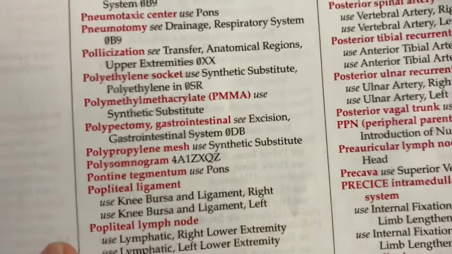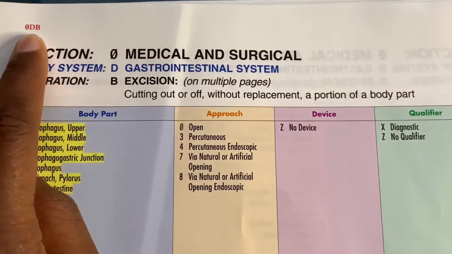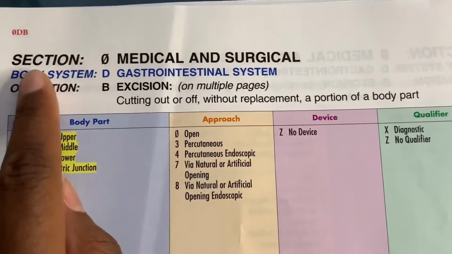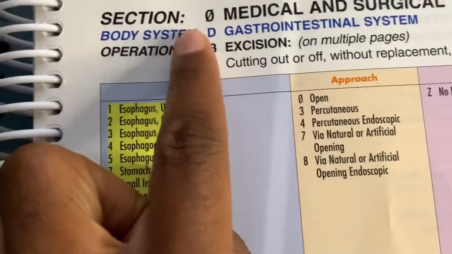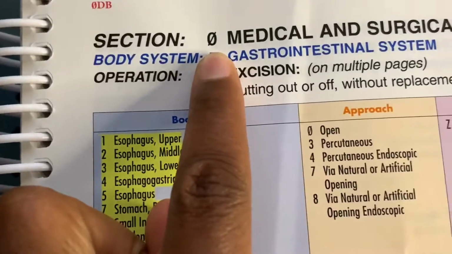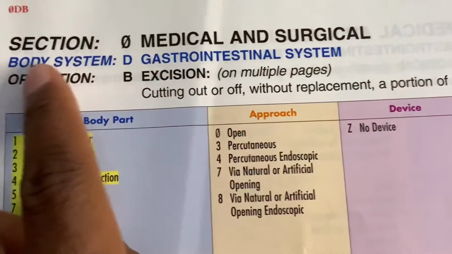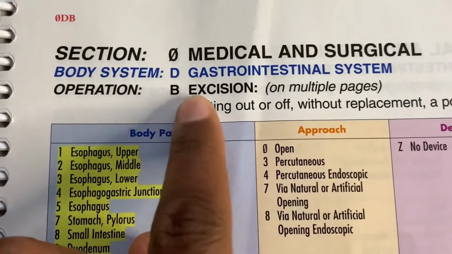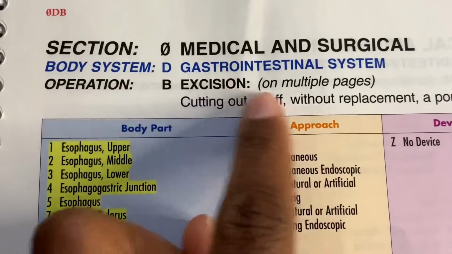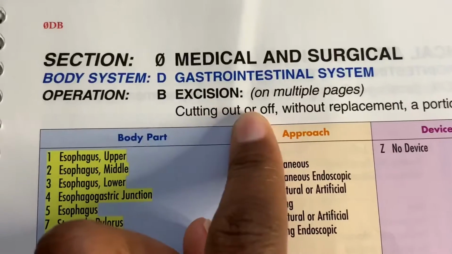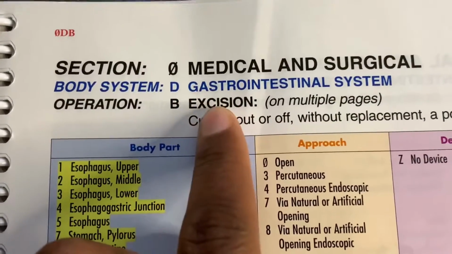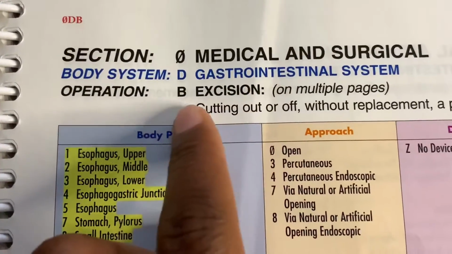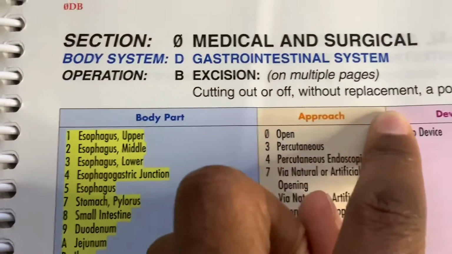So now we are in our tables and we have located the first 3 characters of 0DB. If we look at those characters, we know that the section is 0, which is medical surgical. Our body system is D, gastrointestinal system. And our root operation is B, excision. And for excision, always read the root operation. This helps build your understanding that a polypectomy is actually an excision because it is cutting out or off, without replacement, a portion of a body part.